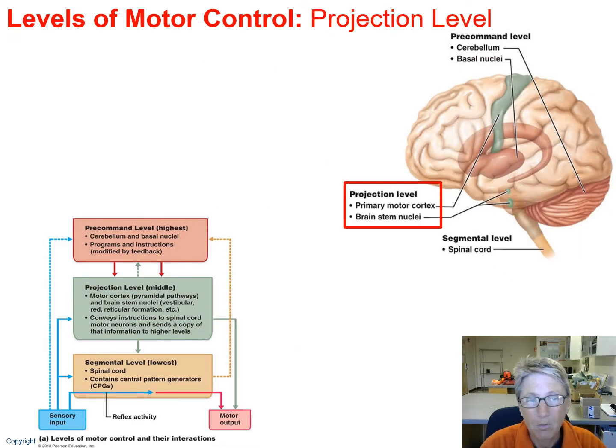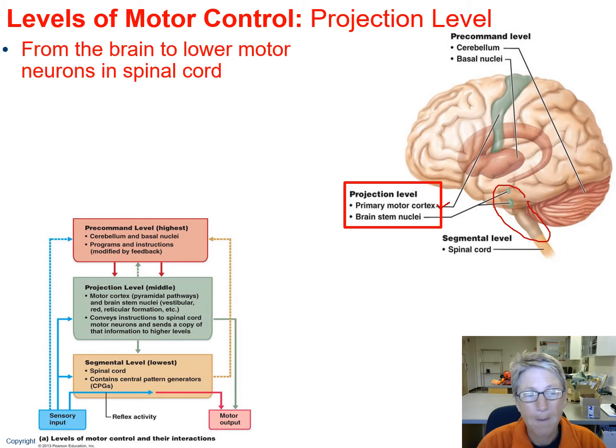So the next level of motor control is the projection level, and that's where you look at the structures, the primary motor cortex, and then the nuclei that live in the brain stem. So this is the brain stem. So the projection level, if you come over here at the flow chart, it's the middle level of motor control. It involves the motor cortex, so those are the pyramidal pathways, the brainstem nuclei. So remember, the structures in the brainstem are the midbrain, pons, and medulla.